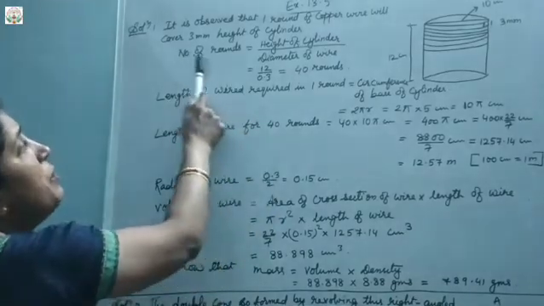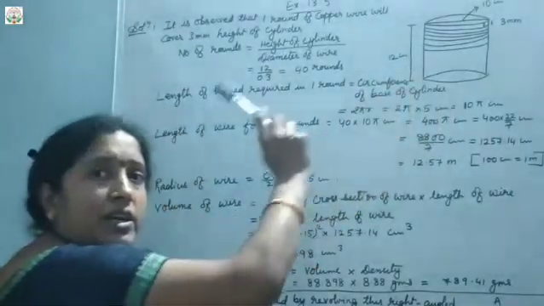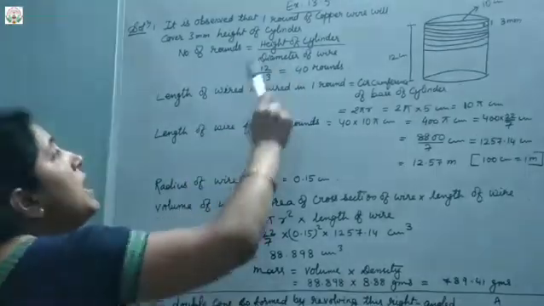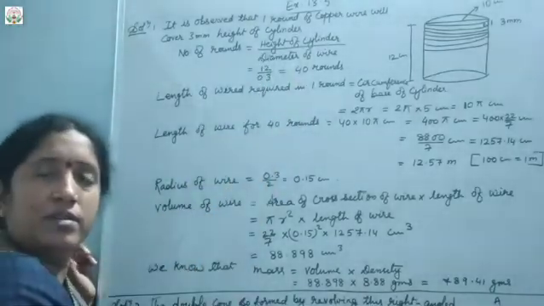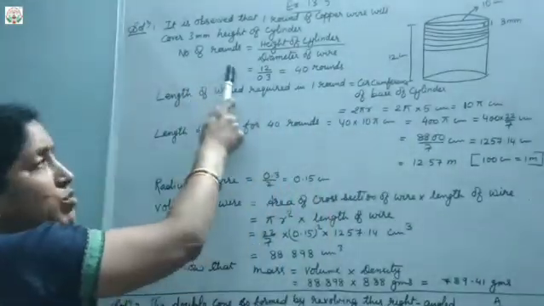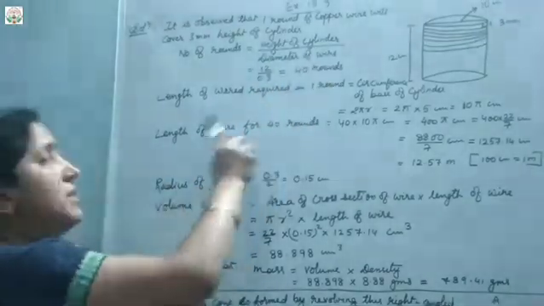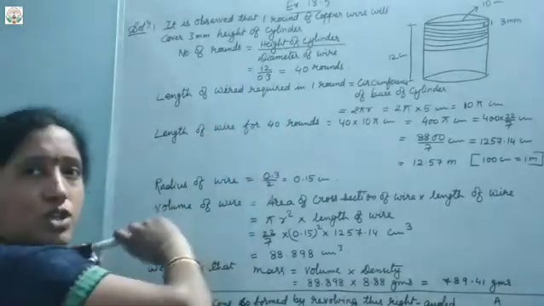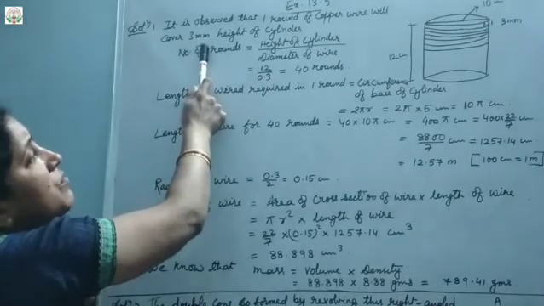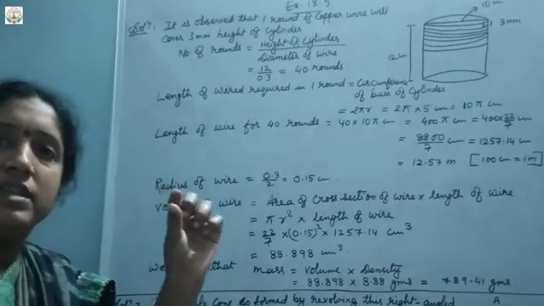Now how many rounds of copper wire are there around this cylinder? Number of rounds equals total height of the cylinder upon diameter of the wire, because the wire is wound around the cylinder. Height of the cylinder is given as 12 cm, upon the diameter of the wire, which is given as 3 mm.